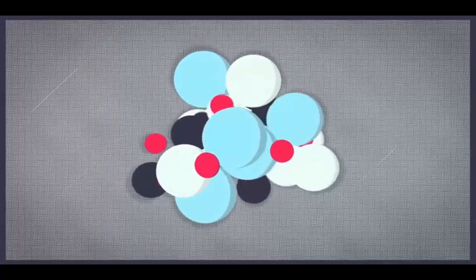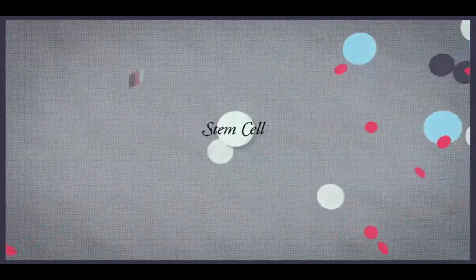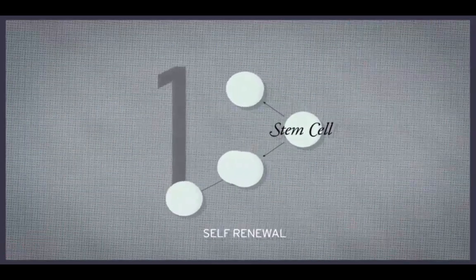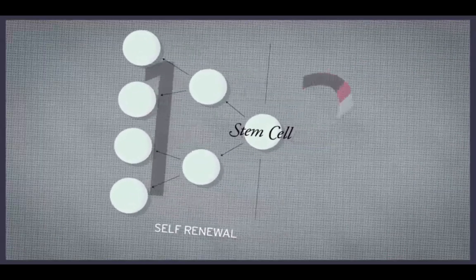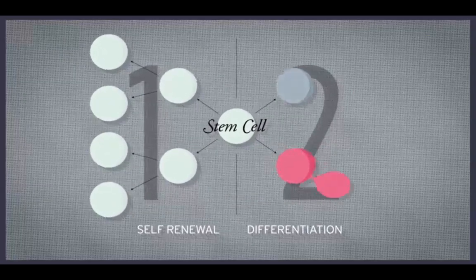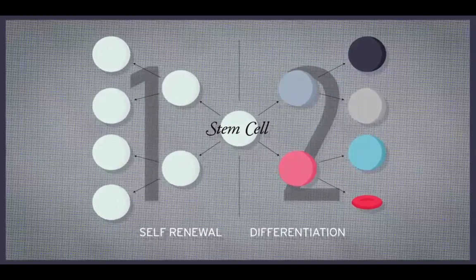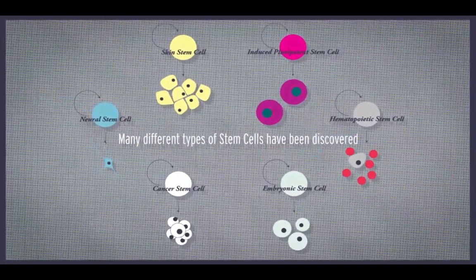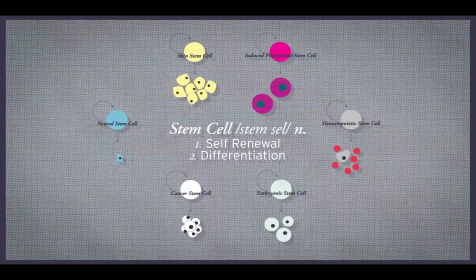mouse. These experiments revealed two defining properties of a stem cell. First, a stem cell must be able to self-renew. That is, it must be able to divide and give rise to more cells like itself. Second, it must be able to differentiate. In other words, it must be able to divide and give rise to specialized cells. Since these early experiments, many different types of stem cells have been discovered, and this general definition applies to all of them.